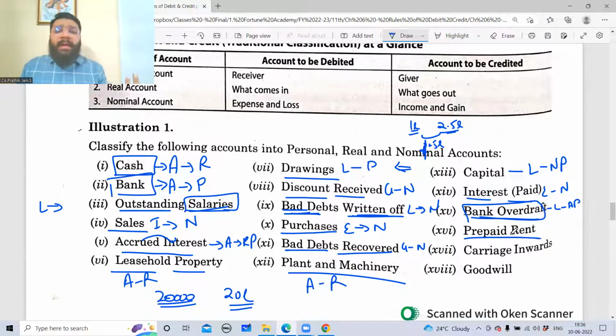Prepaid rent. Rent is what? Expense. Prepaid expense. So it is asset, not liability, asset. Prepaid asset because I paid the rent in advance. If I do not get an opportunity to utilize that premises, then I have to get that money back in future. So until I use this premises, that is my money. So it will come back to me in future, asset. So it is representative personal account.